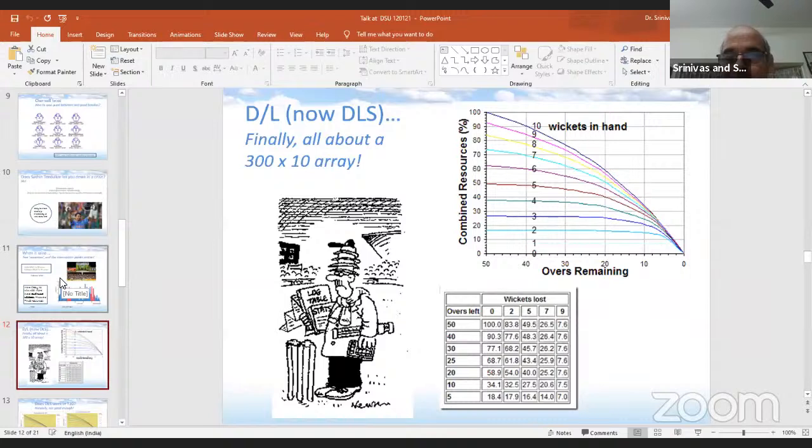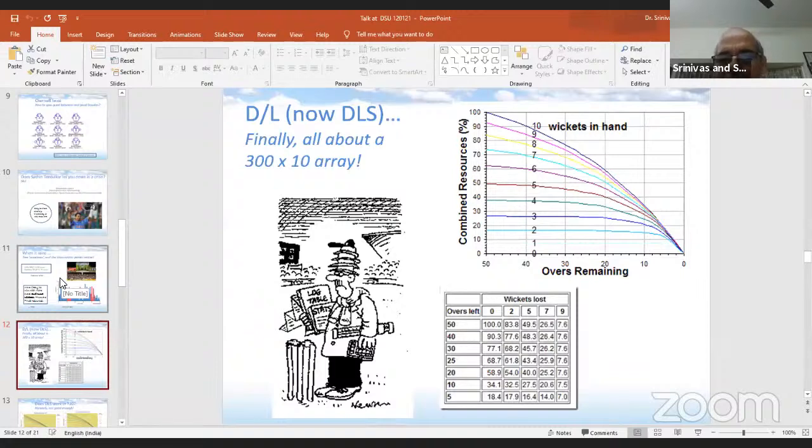All right. So let's take a simple example. I hope you're following, but I have to assume that you're following. Let's say at the 25 over mark you are 100 for 2, and you still have 62% of the resource. Well, 62% is roughly, let's say, 2/3 of your resource.